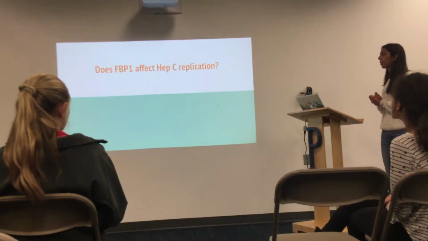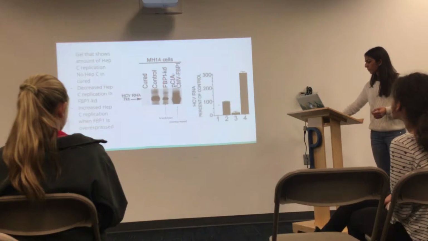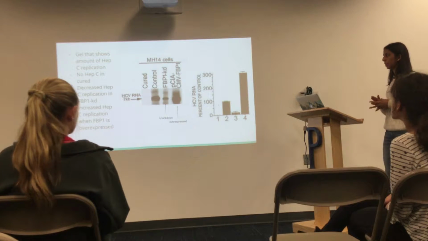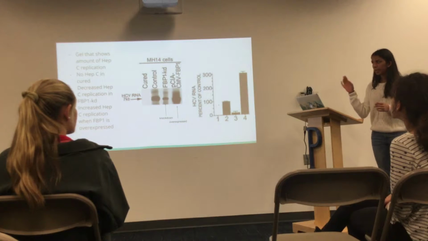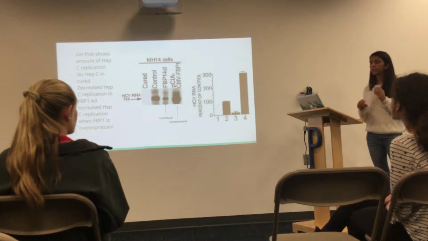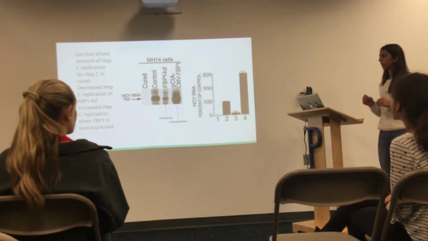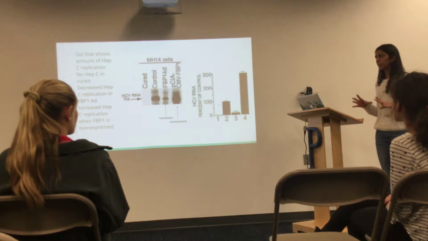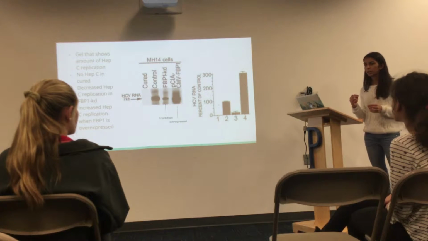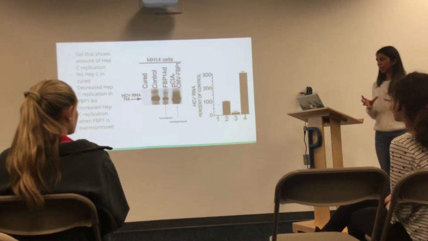So now they want to know more about its role. Like, does it affect hepatitis C replication? So to do this, they used a gel which showed the amount of hepatitis C replication. In the first column, the cured, there isn't any replication. In the control, and then in the knockdown, there's decreased hepatitis C replication. And then when they overexpressed Fuse Binding Protein1, there was a lot of hepatitis C replication, which shows that the Fuse Binding Protein1 likely causes more hepatitis C replication and it has some interaction there.